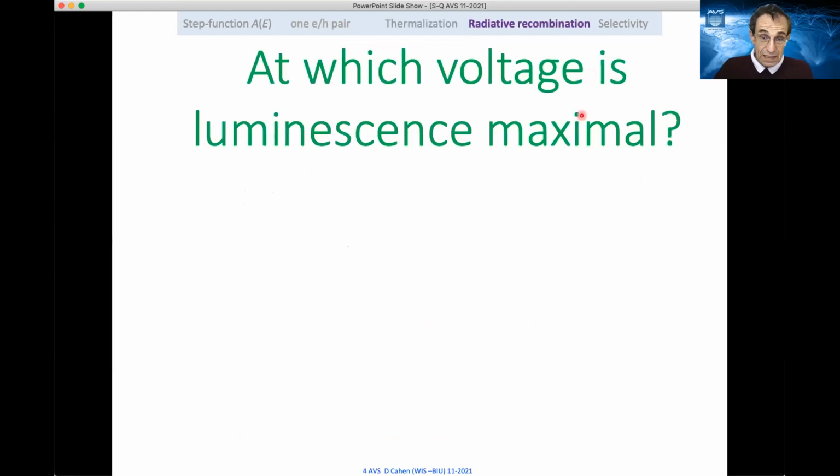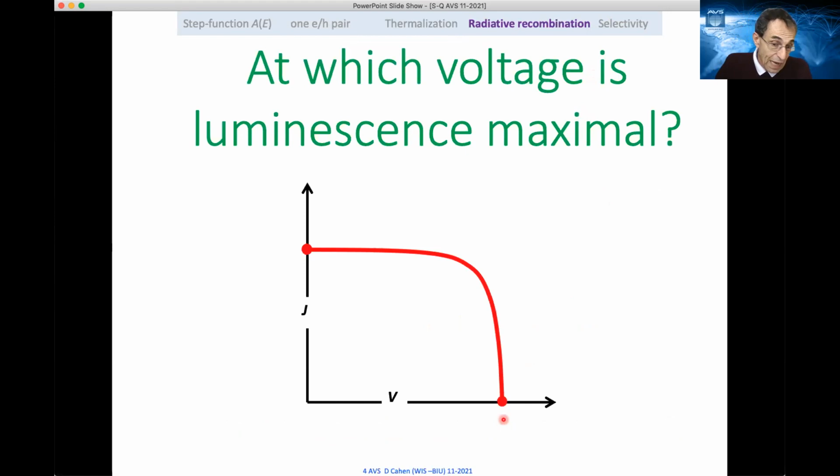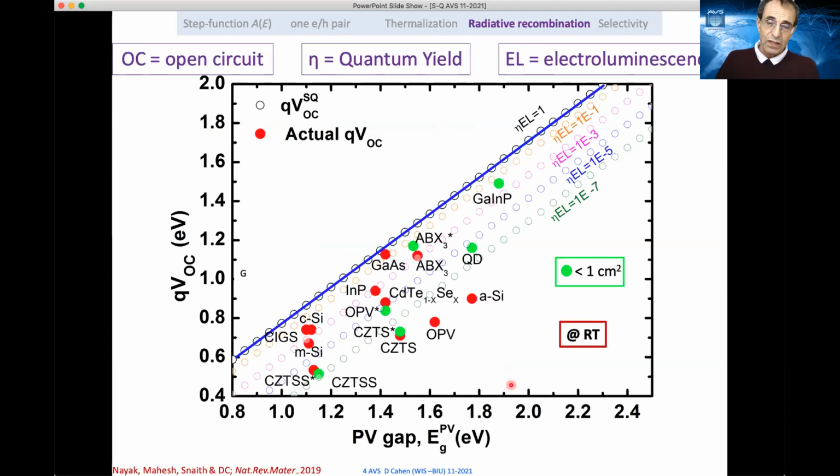Radiative recombination. To understand that, let's consider at which voltage the solar cell gives the luminescence maximum. And it's the open circuit voltage, because at the open circuit voltage I get zero current. So I have all these electron-hole pairs and they'll recombine. So I want them to recombine radiatively. This is my best chance. So I can look at the electroluminescence and calculate it as a function of the photovoltaic gap, and then look at the open circuit voltages that have been measured, and the ones that would be ideal. So this is if I have 100% efficiency for that luminescence. This is for 10%, this is for 0.1%, and so down.